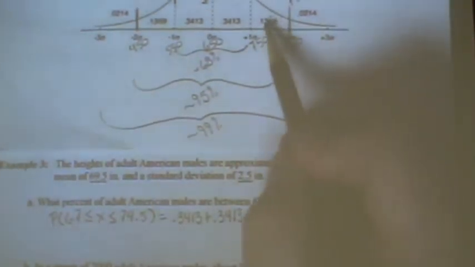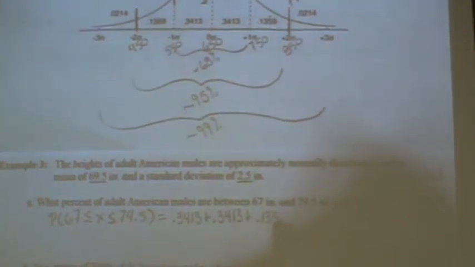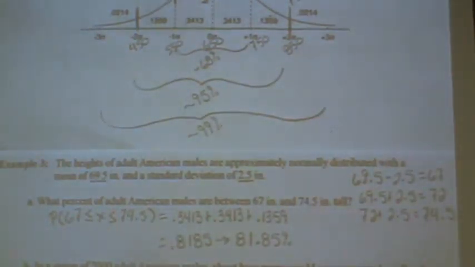So again, we're going to take our decimals and add them. So for this area, we have 0.3413, and then we have 0.3413 again. And then our last section, we have 0.1359. So we're going to add those up, and you should get 0.8185, which will give you 81.85%. So 81.85% of adult American males are between 67 inches and 74.5 inches tall.